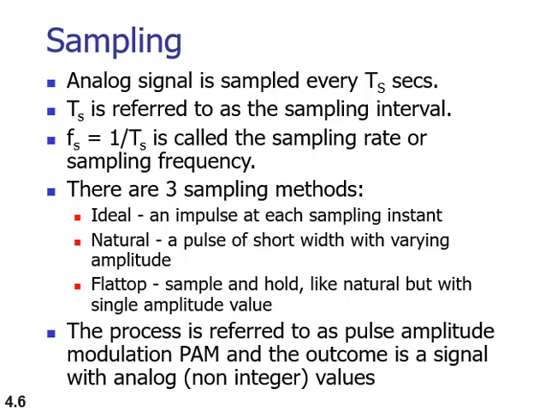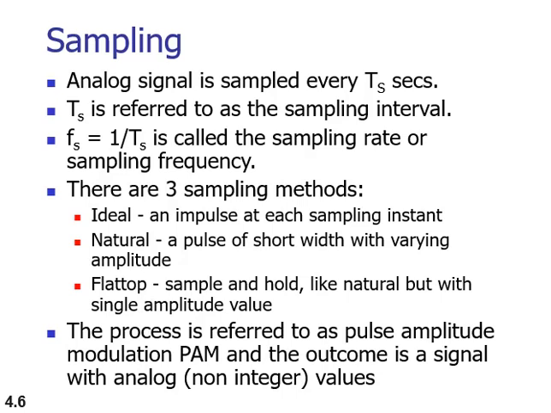The three sampling methods are ideal sampling, natural sampling, and flat top sampling. Flat top sampling is also sometimes known as sample and hold. Now, in ideal sampling, the pulses from the analog signals are sampled, but ideal sampling cannot be easily implemented. On the other hand, we have natural sampling, wherein a high speed switch is turned on for only a small period of time.